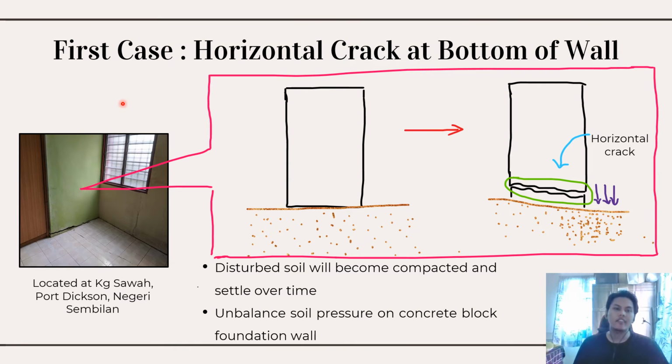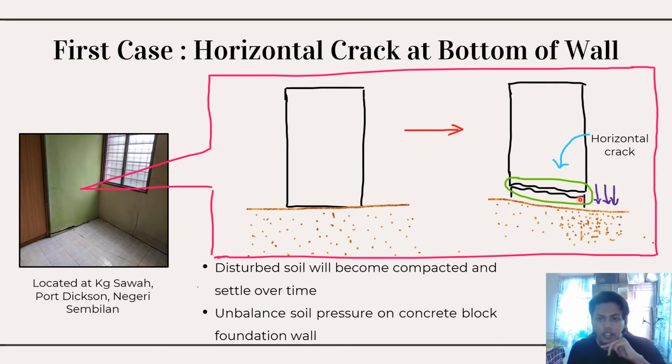Now let's see the first case. For this first case, a horizontal crack happened at the bottom of the wall. You can see here it was a horizontal crack at the bottom of the wall. This house is located at Kampung Sawah Police. How can this crack happen? It is because of differential settlement, a difference of soil over here and over here. In this part there is poor bearing capacity, but on this part there is good bearing capacity. Why do I say this is the poor bearing capacity?